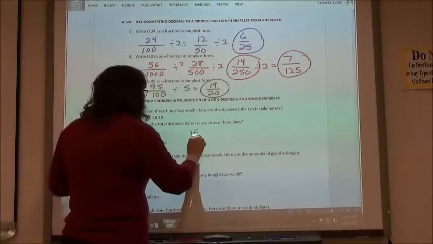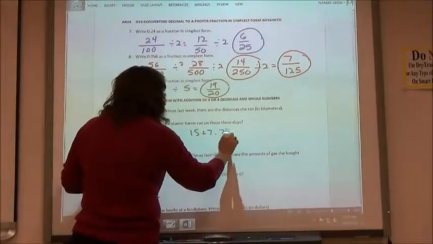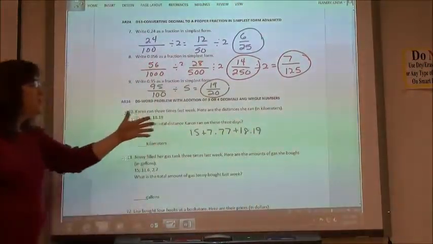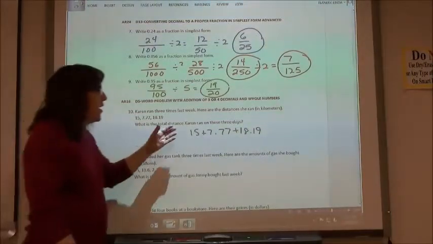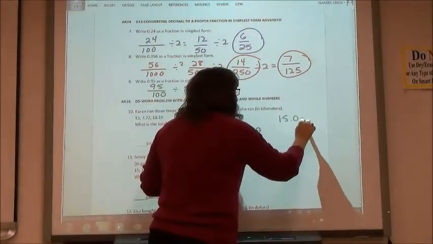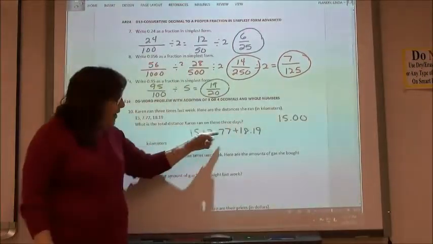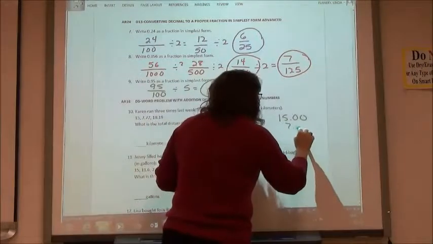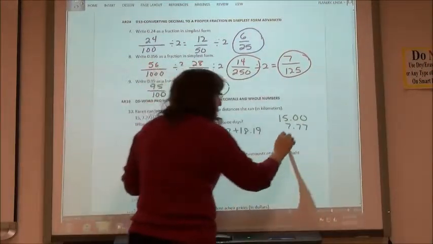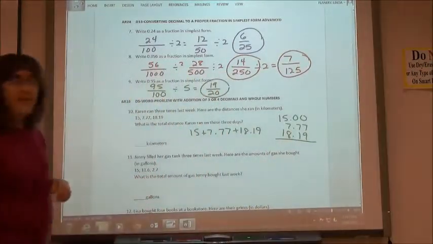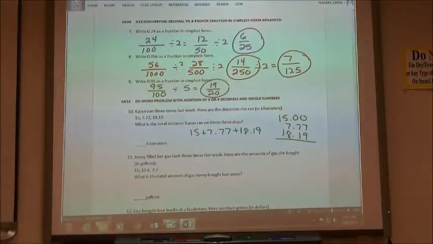So you're going to do 15 plus 7.77 plus 18.19. If you have to do that without your calculator, you would want to line the decimals up. So you probably really want to write it as 15.00, so it has the same number of decimals as the other ones, 7.77 and 18.19. And then I can add them once I have them all lined up nice and neat with my decimals straight up in a row there.